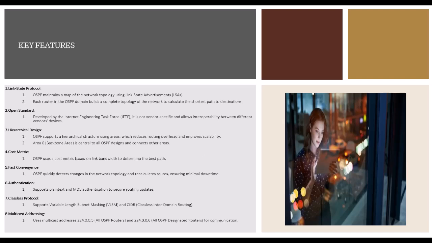Multicast addressing, this is how it discovers its neighbors. It uses multicast addresses of 224.0.0.5, and that is used by all the routers in the autonomous system. 224.0.0.6 is used by the designated routers for communication. I hope this is clear.